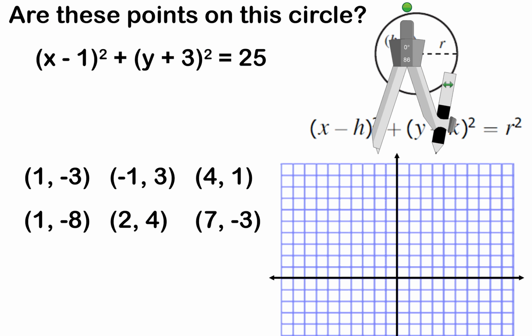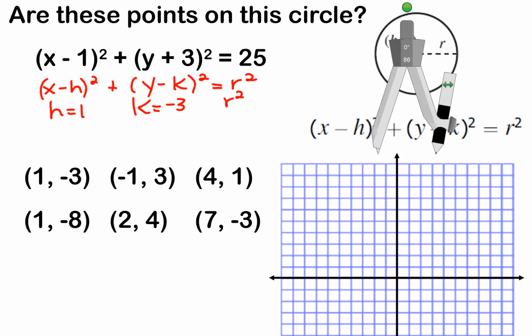Now that you know how to graph a circle, sometimes you'll be asked which points are on the circle. So let's start by graphing this circle that we have here. And again, I always write my equation of a circle underneath. I'll see that my h is 1, but my k is -3. And I'll solve for my r. Okay, so the center of my circle will be located at (1, -3), with a radius of 5.